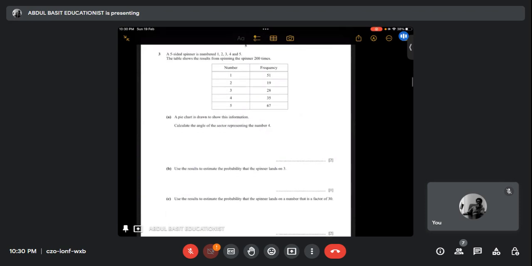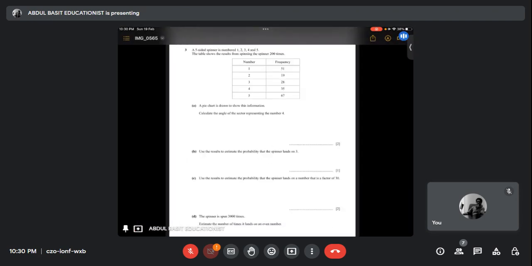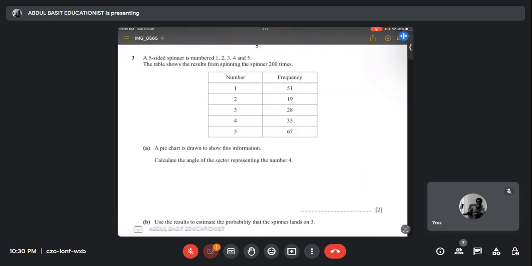Okay. Now we have a question related to a pie chart, but still I'm going to solve it. They say that a five-sided spinner is numbered 1, 2, 3, 4, 5, and the table shows the results from spinning the spinner 200 times. A pie chart is drawn to show the information. Calculate the angles representing the number. We know that a pie chart is a total of 360. Agree, everybody?